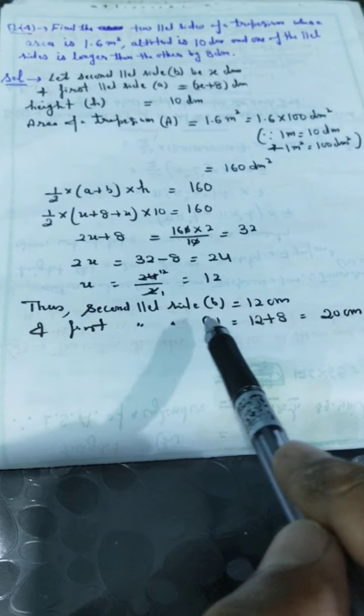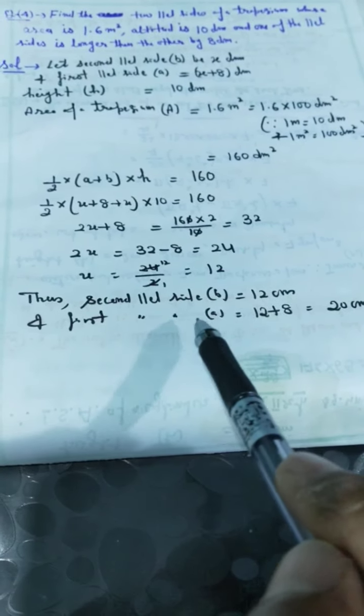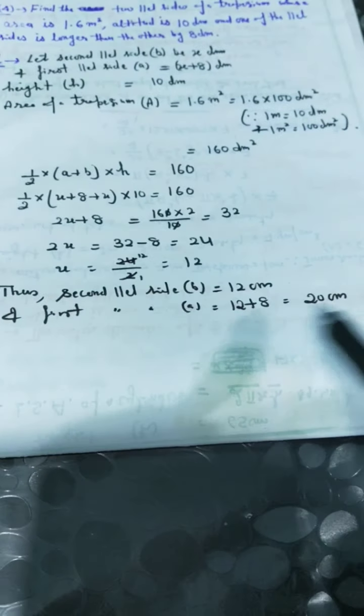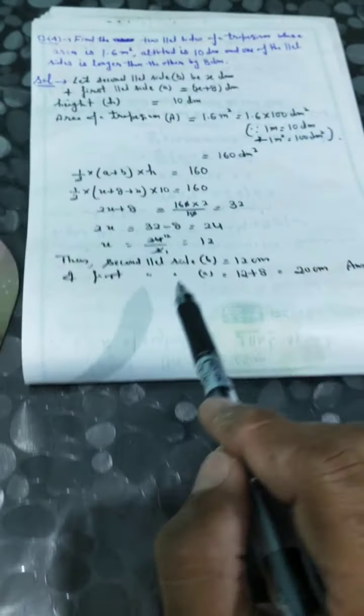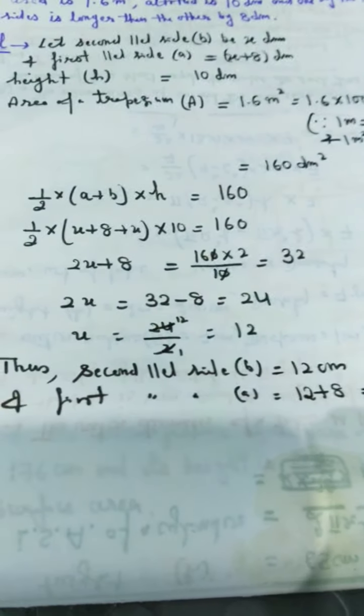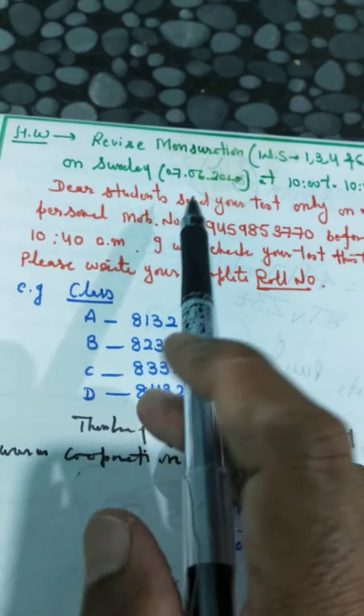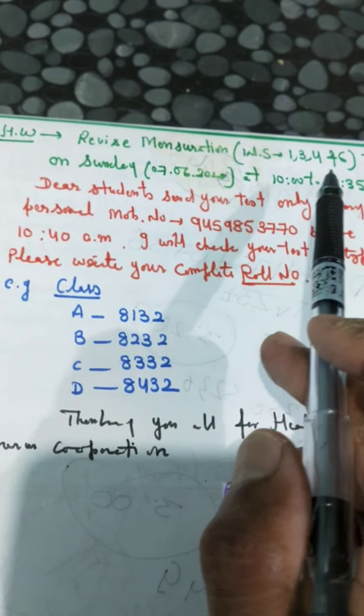The second parallel side b is equal to 12 decimeter and the first parallel side a is equal to 12 plus 8, 20 decimeter. These are the two parallel sides of the trapezium. So today I took revision of questions from worksheets 1, 3, 4 and 6. Now your homework: revise mensuration worksheets 1, 3, 4 and 6.